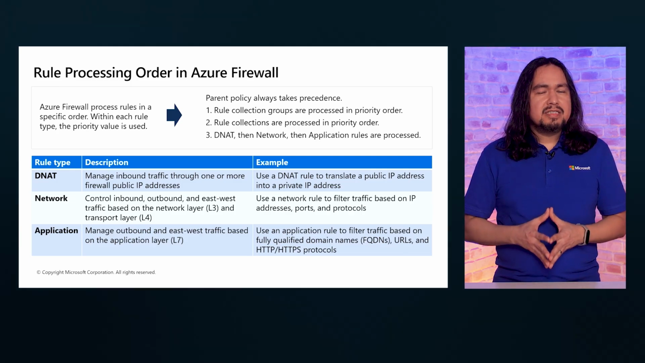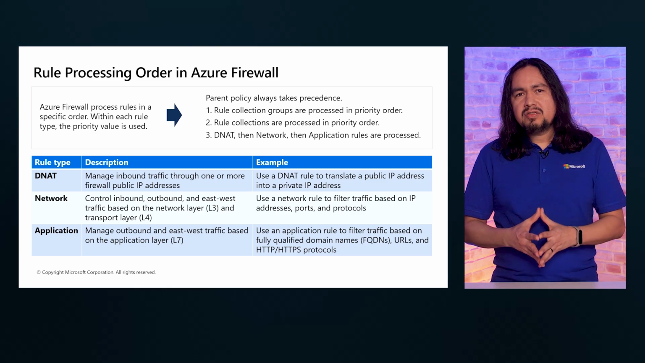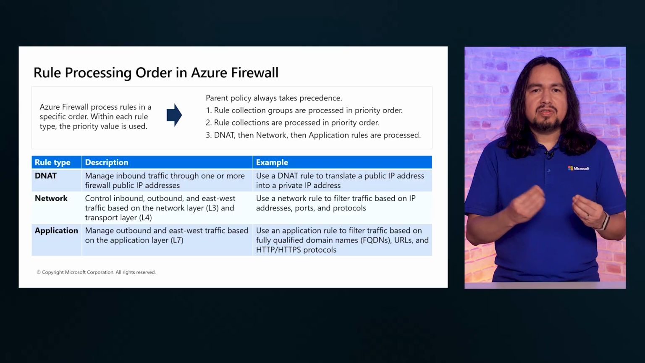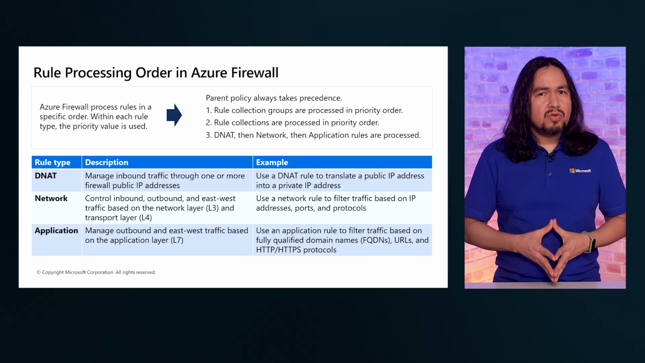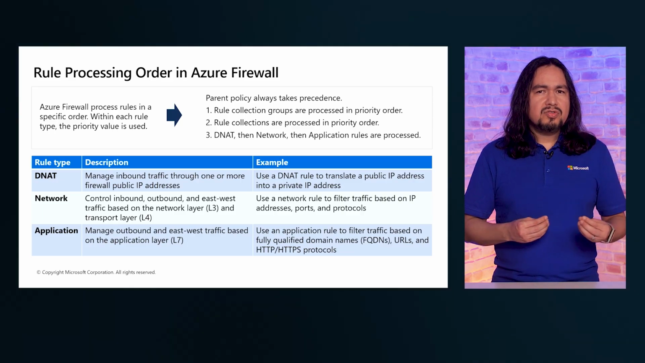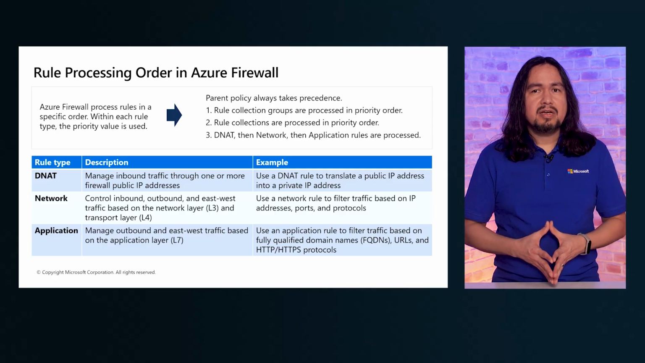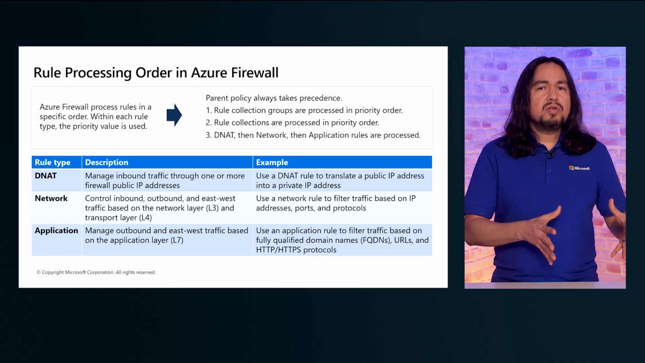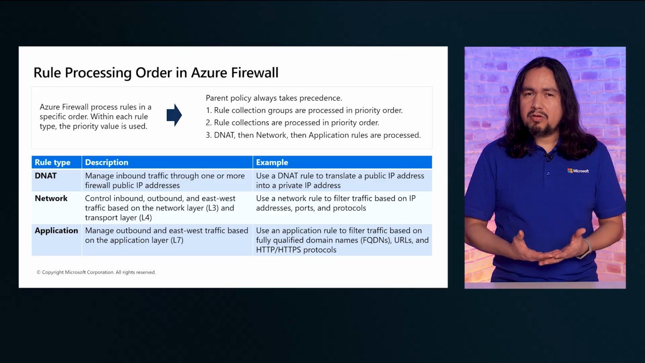So let's talk about this specific type of rules. The DNAT rules will manage inbound traffic through one or more firewall public IP addresses. So we are going to use it to translate a public IP address into a private one. Then we have the network type of rule, which will control both inbound and outbound, just like east-west traffic, based on the network layer, which is layer 3 on the OSI model, and the transport layer, which is layer 4. You will use a network rule to filter traffic between IP addresses, ports, and protocols.